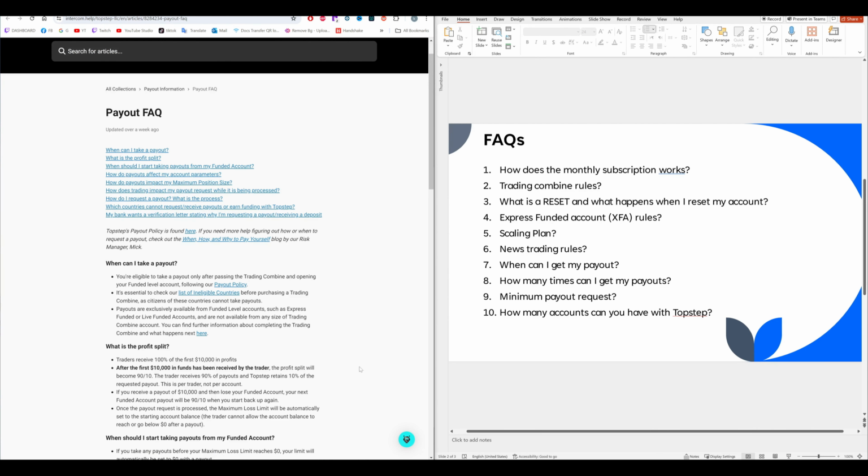For your profit split with Topstep, you will be able to keep the first $10,000 of your profit, and anything after that, it will be 90%, and they will take 10% of your profit.